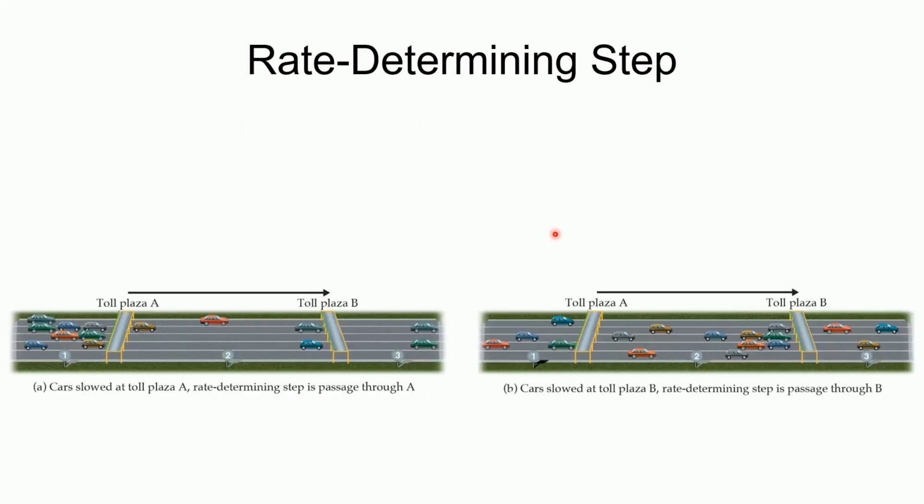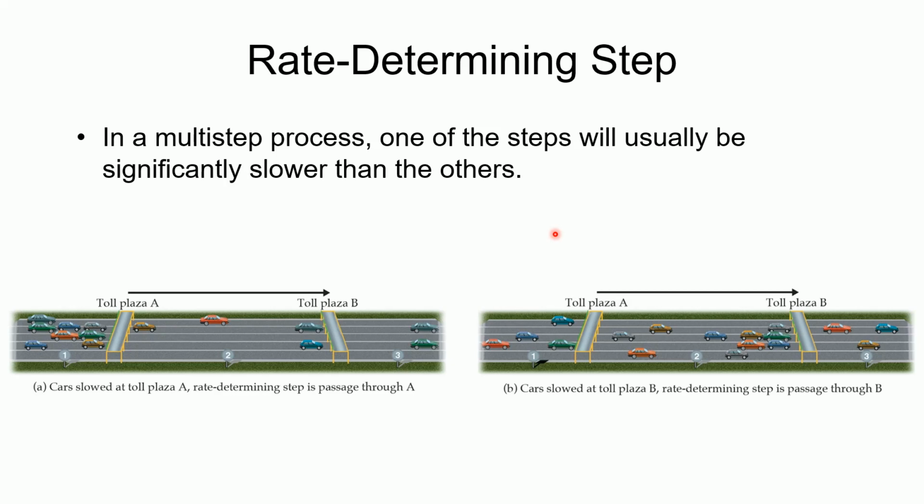So next, rate determining step. Most of the time, if we've got a multi-step mechanism, 2 or more steps, one of those steps is going to be somewhat slower than the other, so usually significantly slower. Now, it is possible that you could have 2 steps and that both steps have the same rate, but it's unlikely.